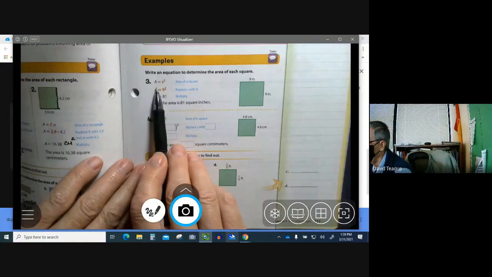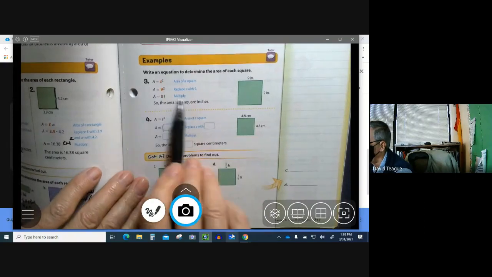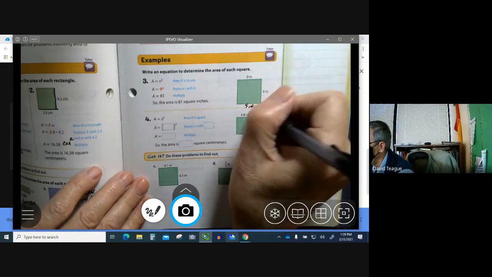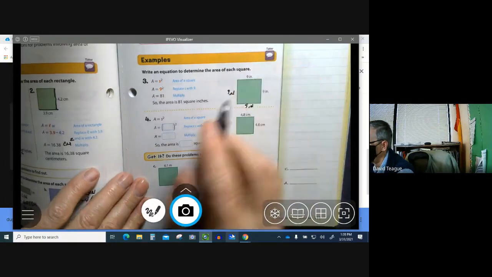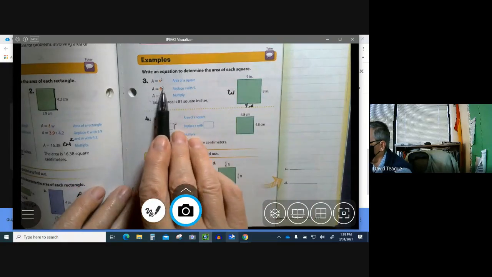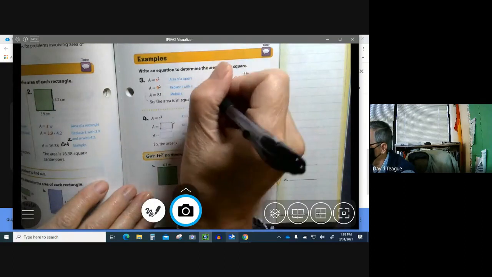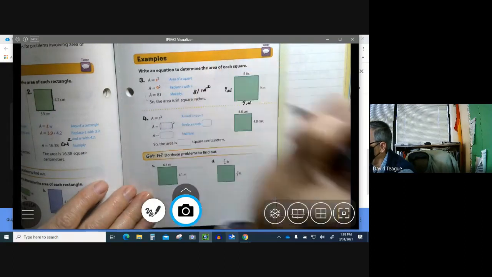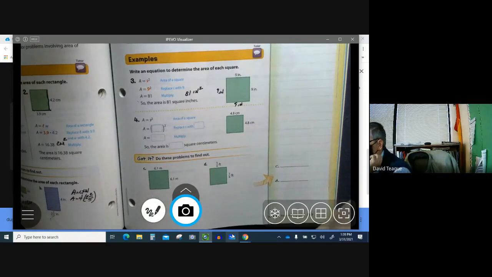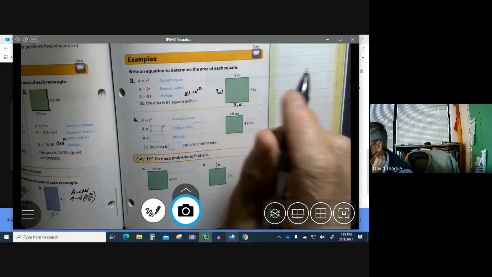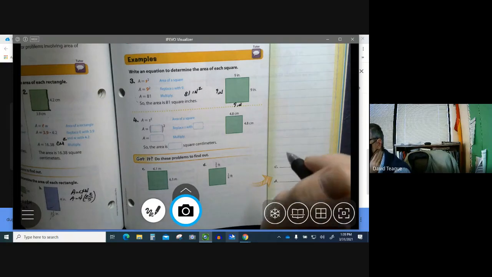Here's an example. Write an equation to determine the area of each square. We're going to use A equals s squared. We have 9 inches, 9 inches. So A is equal to 9 squared. 9 times 9 is 81, so that's 81 inches squared. When you start getting into area and volume, your units are very important, so you need to be aware of that. Do the math first, worry about the number, and then worry about your units and make sure it's all consistent.